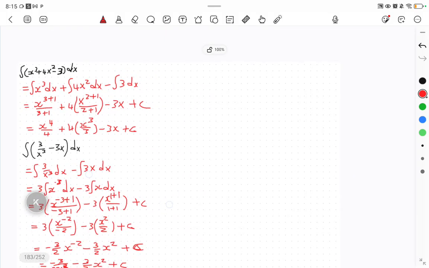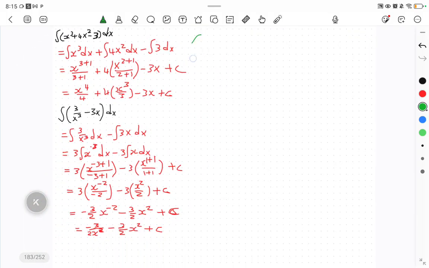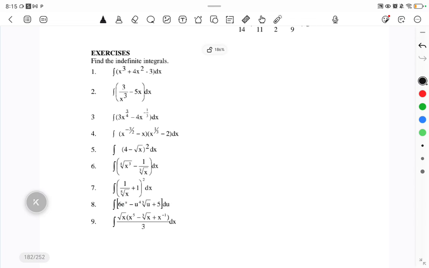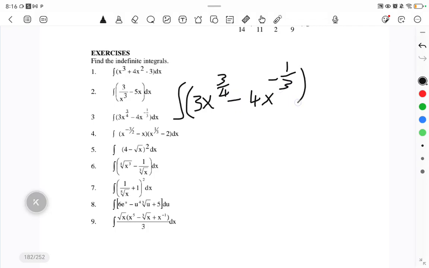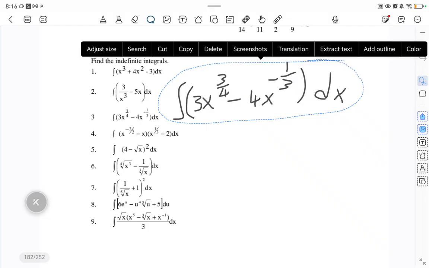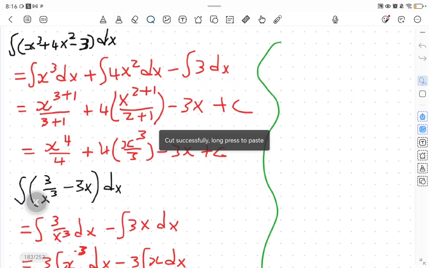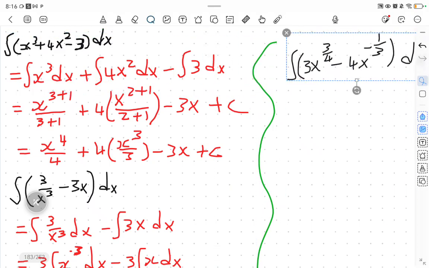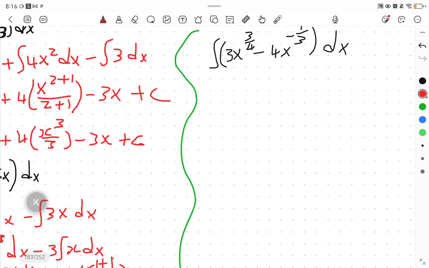So now what we can do is let's look at number 3. The integral of 3x to the 3 over 4 minus 4x to the minus 1 over 3 dx. And now I copy this and paste. Then if we check here, still gonna do the same thing. We distribute.